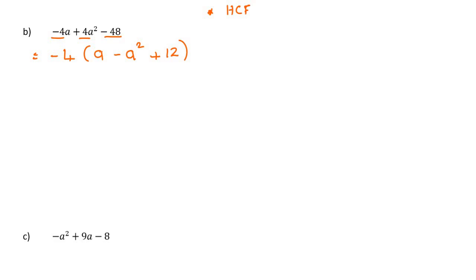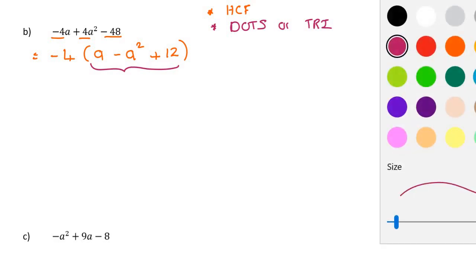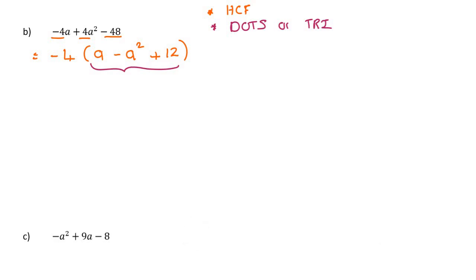Right, so now that I've done that, I'd look at my mark allocation, and if it's 3 or 4 marks, and even if it wasn't, and I just wanted to check, do I have a dots or do I have a trinomial? Now if I have a look at this bracket, it is 3 terms, which means my only option is a trinomial. Does it have the right pattern? The pattern needs to be a squared, and then a, and then the constant.